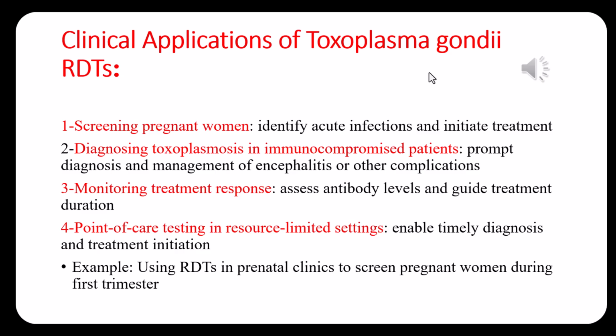Another use is point of care testing in resource-limited settings. We do this test because it is point of care. It is not necessary to go to the laboratory to do this test. You can do it at home with the least effort and least cost. That helps you clinically when using the Toxoplasma rapid test. For example, we have used it in prenatal clinics to screen pregnant women during the first trimester. All these things allow us to do the clinical application of the Toxoplasma gondii rapid test.